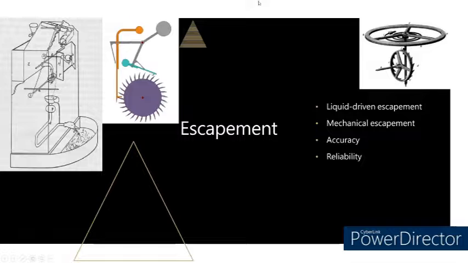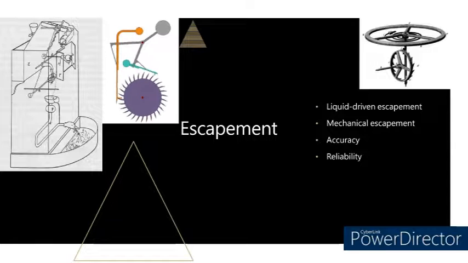The escapement must accurately convert the acceleration of the pendulum or balance wheel into rotation of the clock or watch gear chain, and it must deliver enough energy to the pendulum or balance wheel to maintain its acceleration.